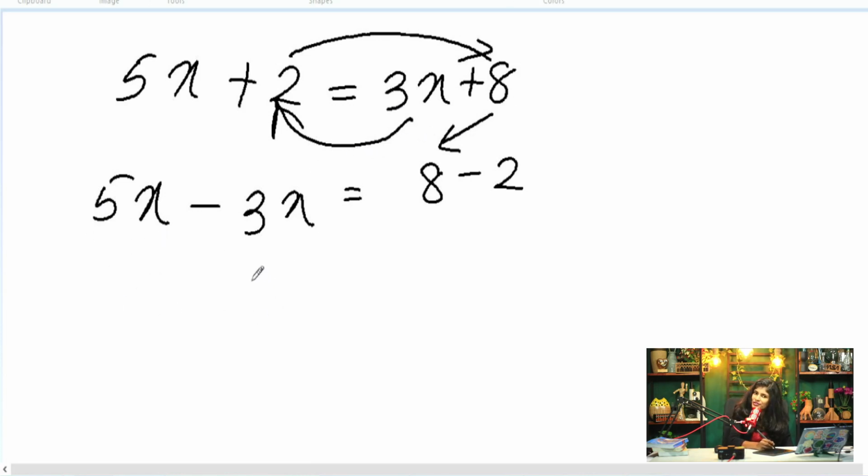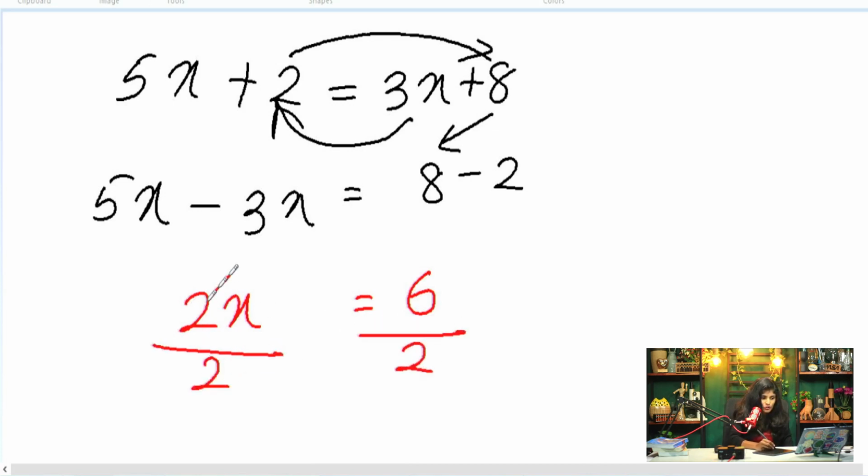5x minus 3x, yes, that is 2x, equals 8 minus 2, which means 6. Here we have 2x, but we want just x, no? So we will divide both the sides by 2. Then 2 and 2 are cancelling out. X equals 3. That's it.